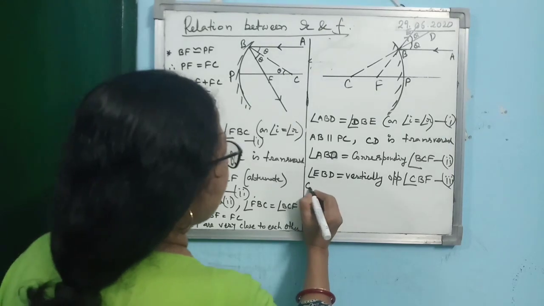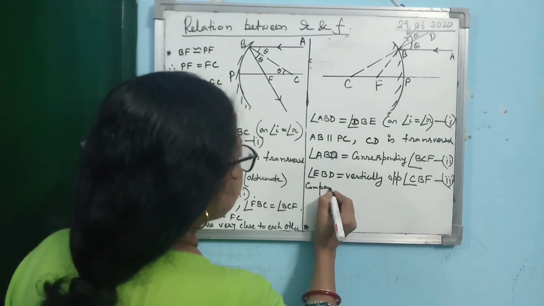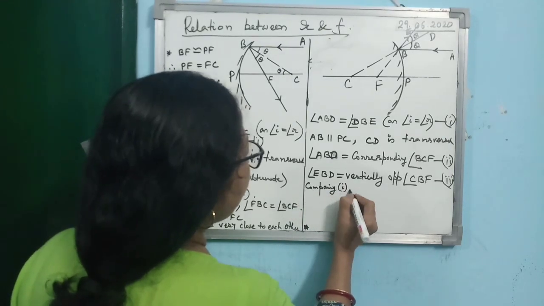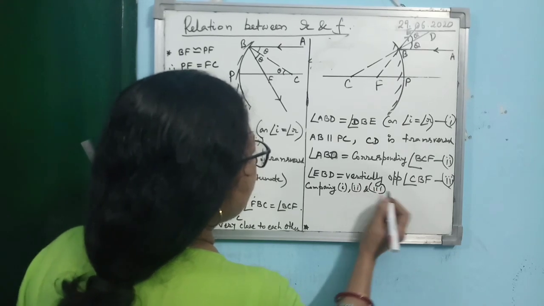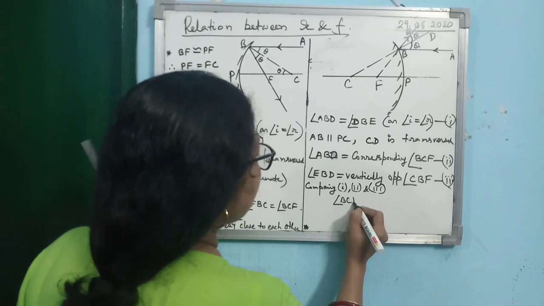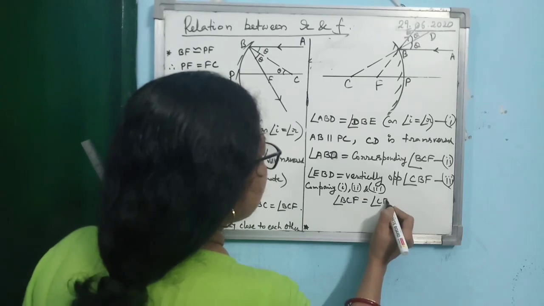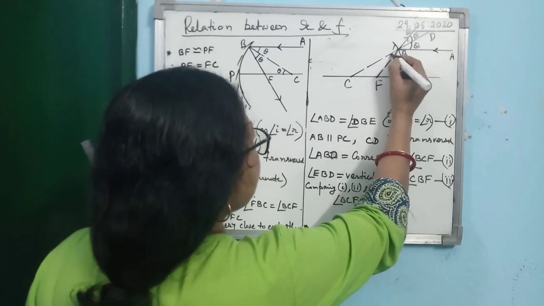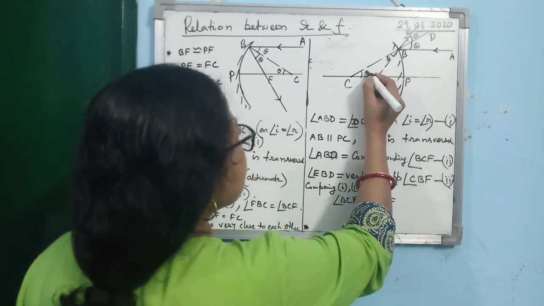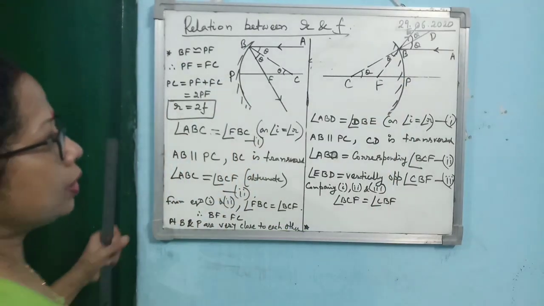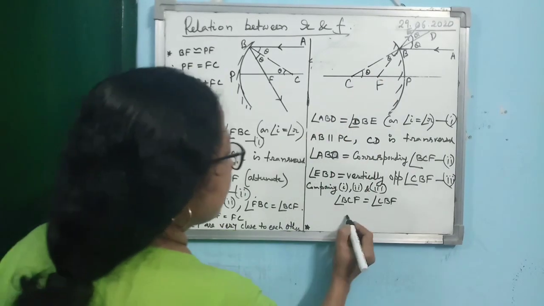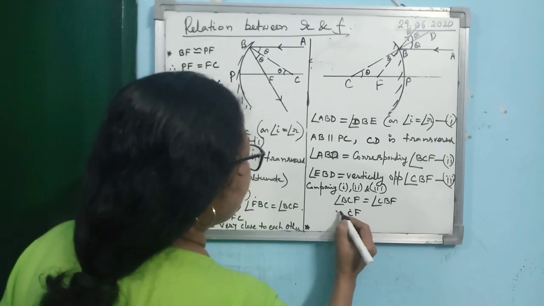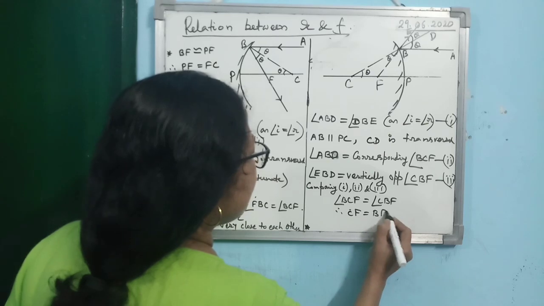So you can write, comparing equation 1, 2 and 3, what are you getting? Angle BCF equal to CBF. So if you want, you can write down the values here. These two angles are equal. So if these two angles are equal, then what you can write? The side CF equal to BF.